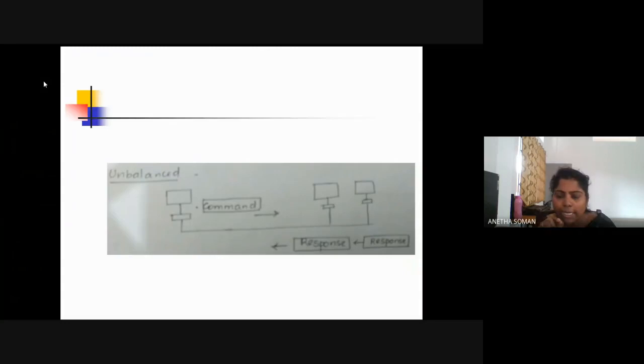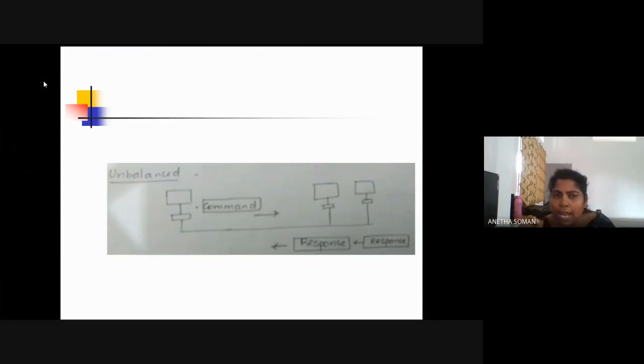So in an unbalanced configuration, the primary can send commands. It can be a point-to-point or a multi-point connection. If two devices are involved, you can call it a point-to-point connection. If many devices are involved, you can call it a multi-point connection.